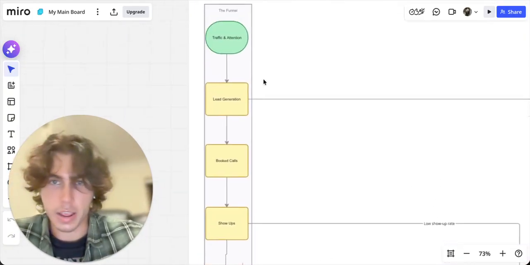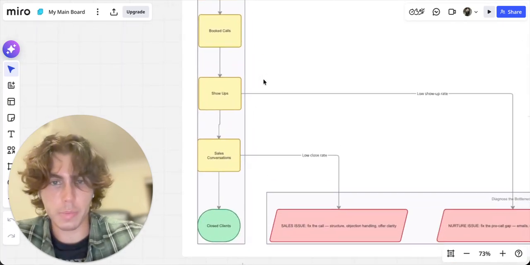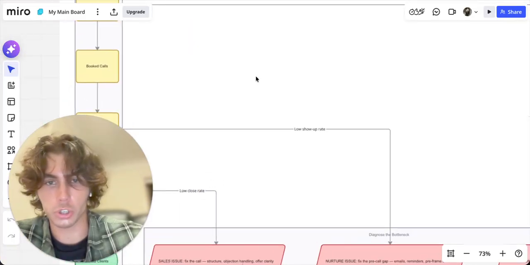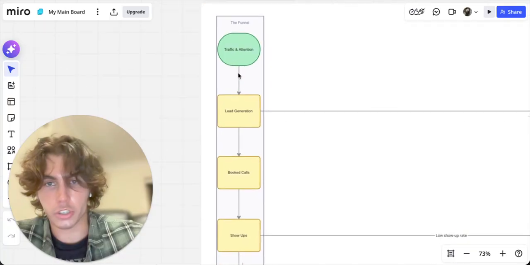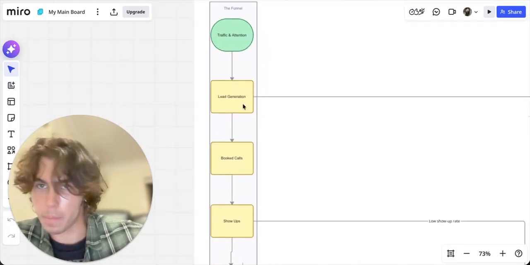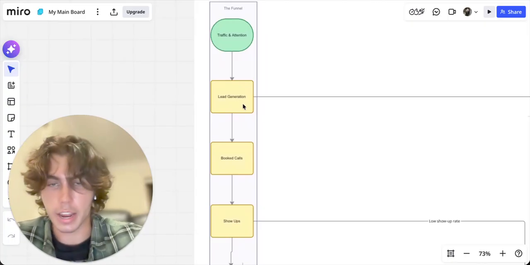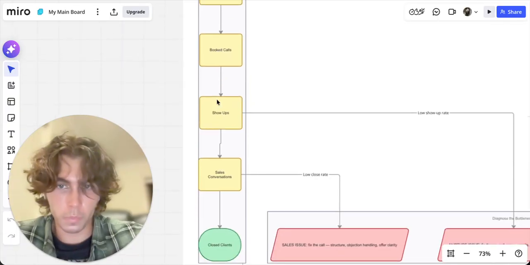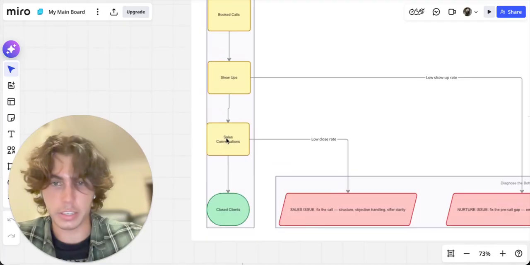Now, if we look at a general funnel breakdown right here, this is a very basic one. We have three main issues, okay? We've got low lead volume, low show-up rate, and low close rate. Now, that comes from traffic and attention flowing into lead generation, that being CTAs on your Instagram, on your YouTube, having a landing page, having a VSL, that sort of thing, going into booking a call, going into the lead actually showing up to that call, and then going into the lead having the conversation and closing.